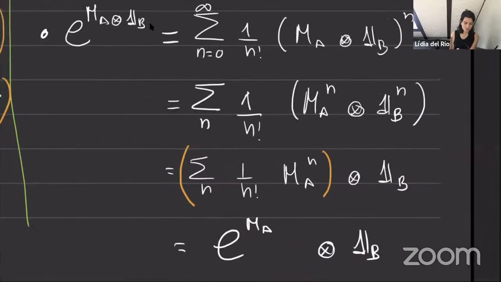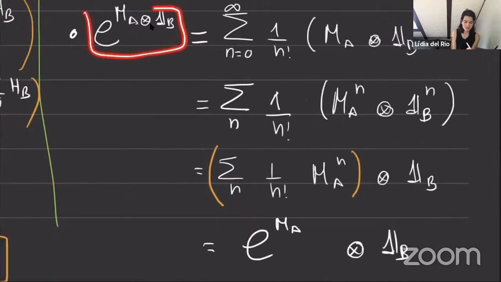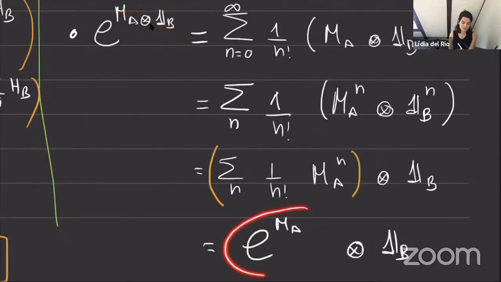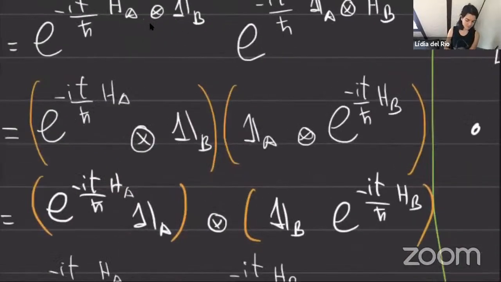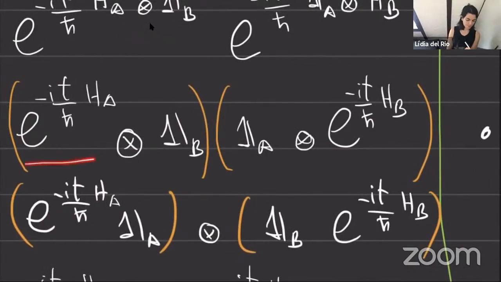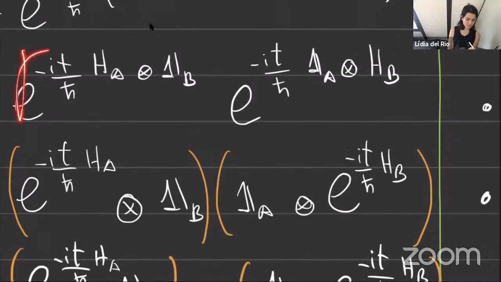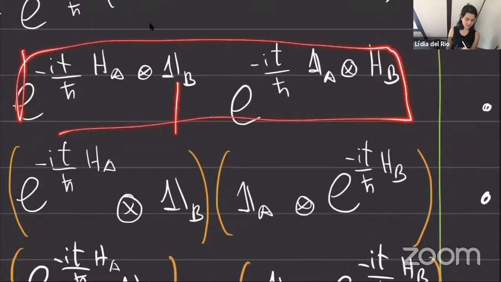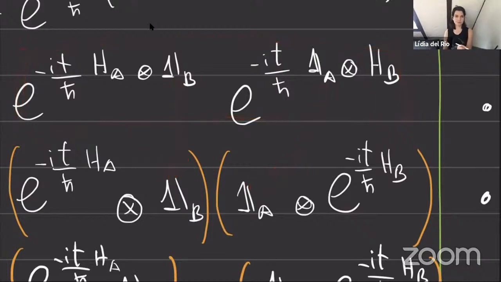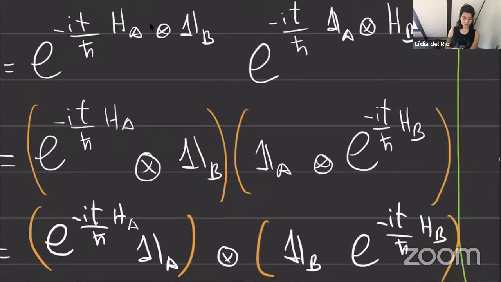So what did we show? That if you have the exponential of a matrix on A tensor the identity on B, we can take this identity out of the exponential. So we do it here. We were up here, and we just take these two exponentials down. Good. So what do we do now?